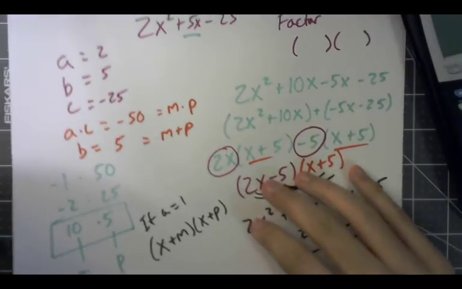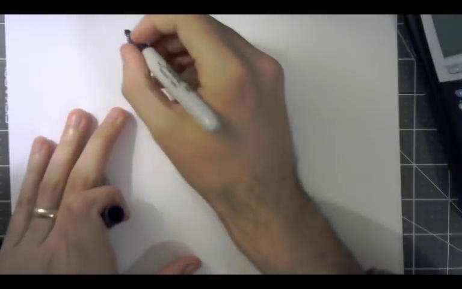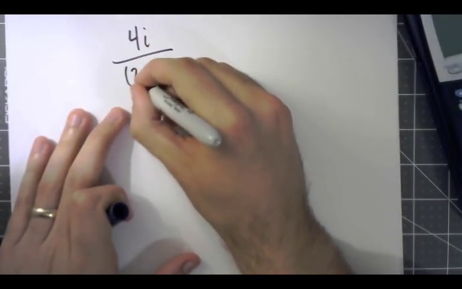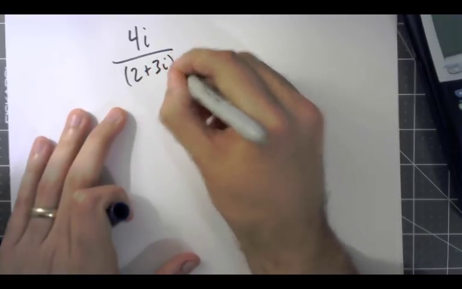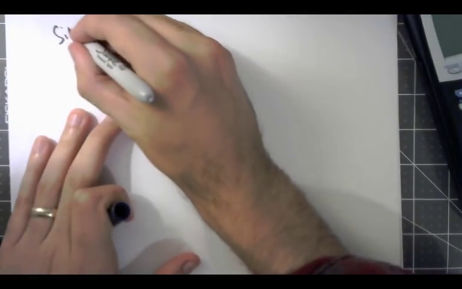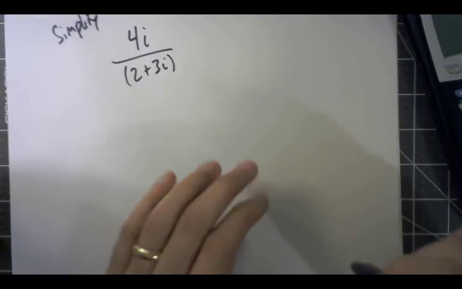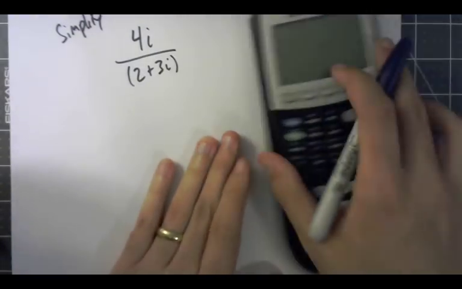Division with imaginary numbers. We'll do that one real quick. Division with imaginary numbers is more like simplification with imaginary numbers. Let's say we have 4i over 2 plus 3i, and I'll say something like simplify. Something like simplify, we just have to use our parentheses.